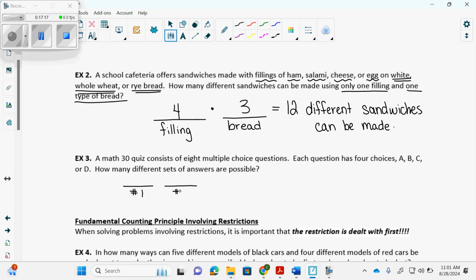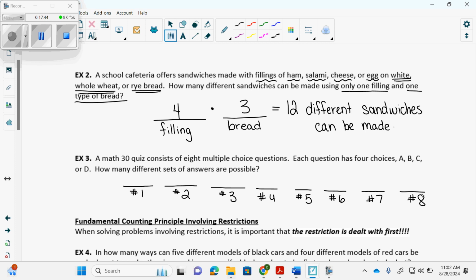We have question number 1, question number 2, question number 3, 4, 5, 6, 7, 8. Do we have to do all of the questions, or can we just pick or choose which ones we feel the need to do? All of them. So I need to do number 1 and number 2 and number 3 and number 4 and number 5 and number 6.